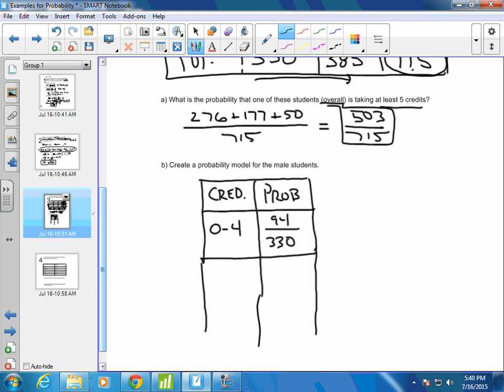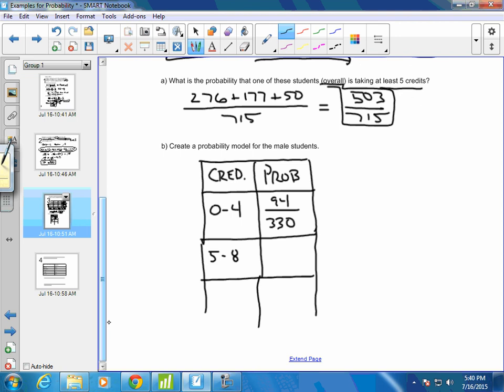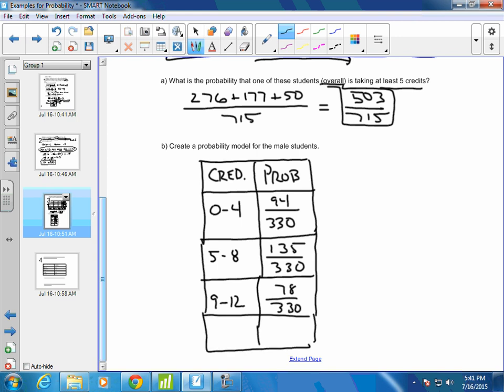You know, if it comes out to be 2/4, yeah, we should reduce that. And yeah, you can see these are both even for sure, but I'm not terribly concerned with you reducing all the fractions. Okay, so the next one, we had 5 to 8 credits. And the number of males there was 135. And then 9 through 12, there were 78. And then finally for 13 plus, there was 23.